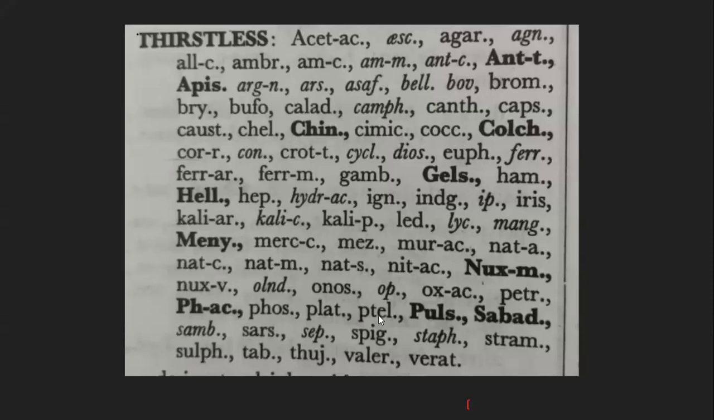The same is the case when we say weeping tendency. Oh, immediately again we think of pulsatilla. But look at the rubric. Weeping tendency. How many remedies are there? Pulsatilla is there definitely. But pulsatilla is not the only remedy. Why not others?